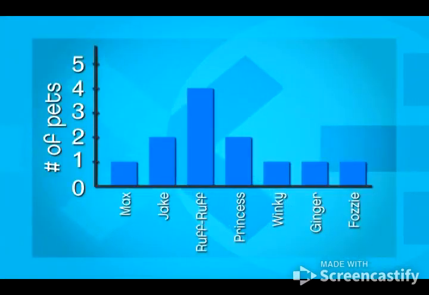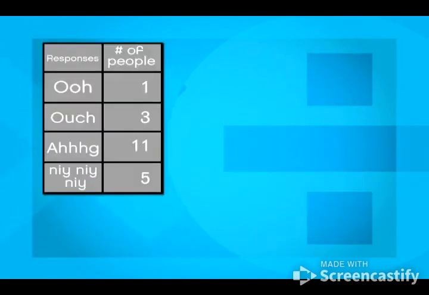A bar graph uses bars to represent data. Simple, right? Bar graphs can make it easier to compare quantities. Let's walk through how to convert a table into a bar graph. This table shows the responses 20 people gave after they stubbed their toes.